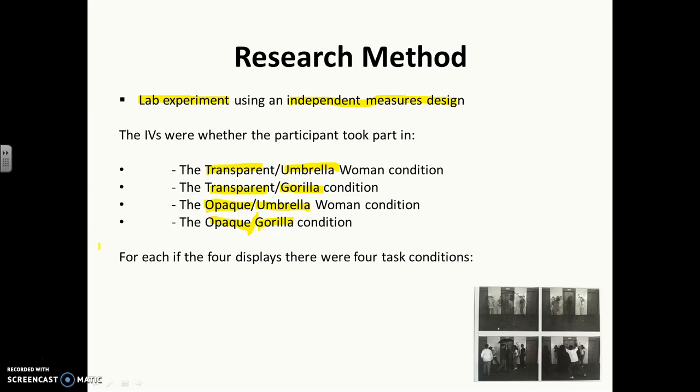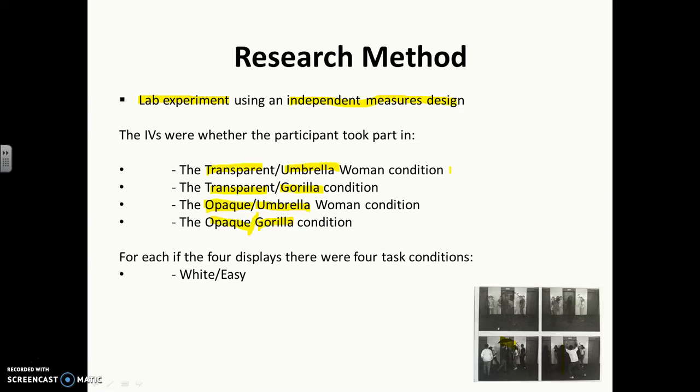For each of the 4 displays, there were 4 task conditions. So you can see down here, you've got those 4 conditions. You've got the see-through transparent, and you've got the opaque that you can't see through, and you've got the umbrella there, and you've got the gorilla there. For each of the 4 displays, there were 4 tasks. Okay, so every one of these has got 4 task conditions.